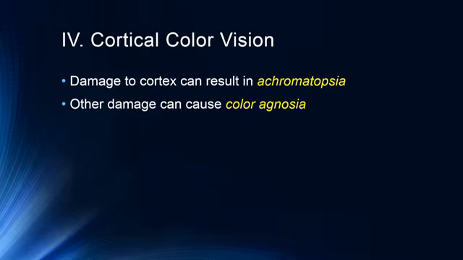So damage to the cortex is going to result in achromatopsia. And what happens here is people actually genuinely have black and white vision. Other damage to the cortex can cause what's called color agnosia, which is an inability to recognize color.